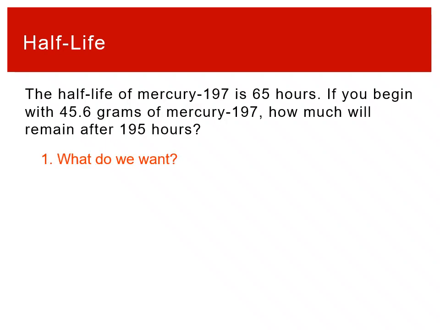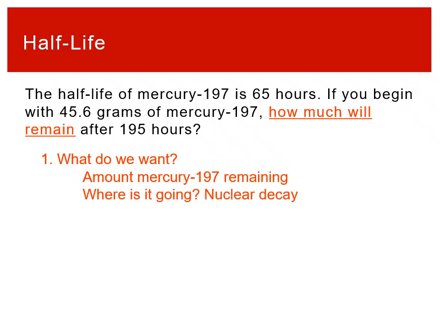Okay. So when we're solving a problem, we always want to start by thinking, what do we want? How much will remain? We're talking about an amount of mercury-197 remaining. Mercury-197 tells us that we're probably dealing with some sort of nuclear process. We've got a specific nuclide specified here, and we're dealing with amount. We can think about where it is going, right? This is a kinetic question that we're looking at, but because there's a nuclide specified, this is nuclear decay, and so we probably want to use our half-life equation.